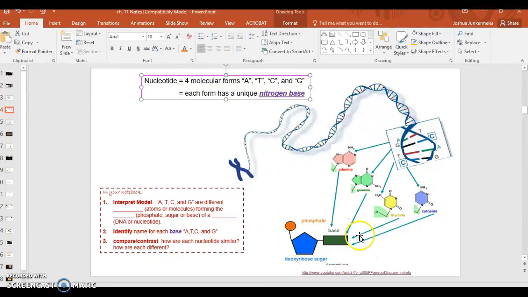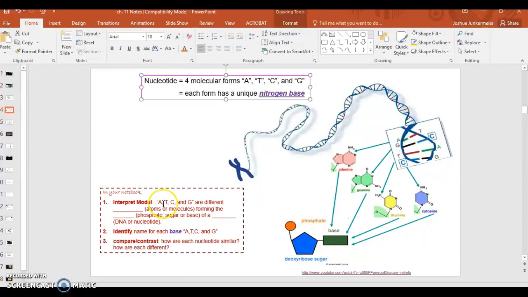So all nucleotides are similar. They all have a phosphate molecule bonded to a deoxyribose sugar molecule. But the part that makes each nucleotide different, which makes A, G, T, and C different, is they all have a different base. So adenine has a base that looks like this. Guanine has a base that looks like this. And you get the point. Now all nucleotides have these 3 parts, but A, G, T, and C all differ in what we call the base, or the section of the nucleotide called the base.